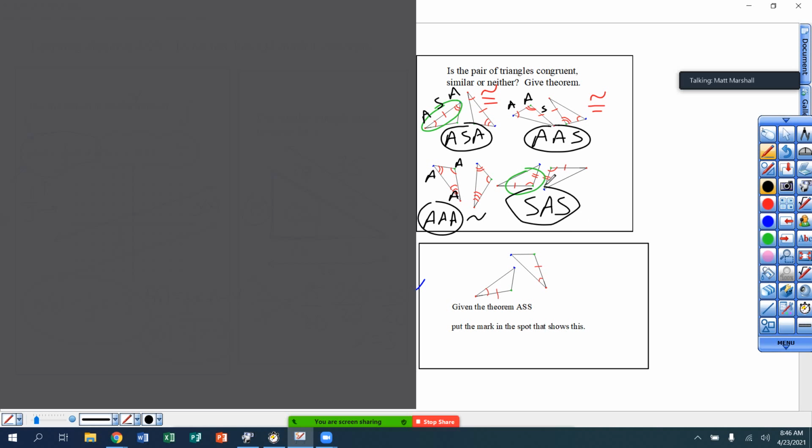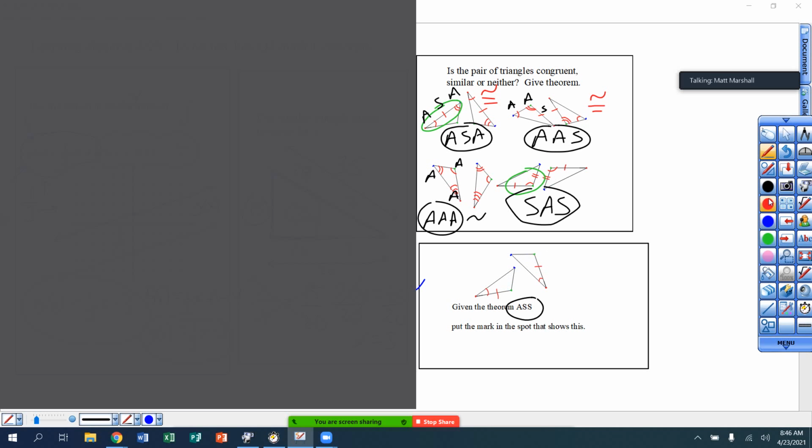And then the last one is a little twist on that. I'm giving you the theorem. I'm telling you, for this one, it has to have an angle, a side, and a side. You put the mark in the right place to show angle, side, side. So you don't want to put an angle right here, because that doesn't show angle, side, side. That would be angle, side, angle. Why would you put that little angle mark right there?